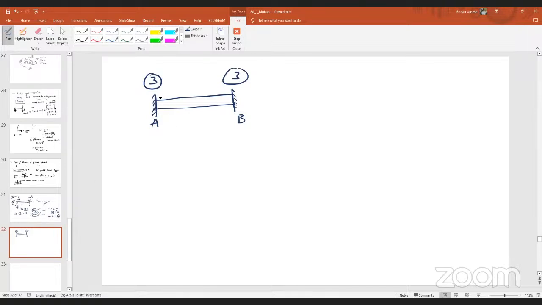So at point A, I can say that 3 reactions will exist, and at point B, 3 reactions might exist. So total how many forces? 6. And how many equilibrium equations? As it is a 2D case, 3 equilibrium equations will exist, isn't it? So total 6 unknown forces and 3 equilibrium equations. So what is the indeterminacy? 3. That means we need 3 extra equations to solve this problem. Okay, is it clear for this case too?